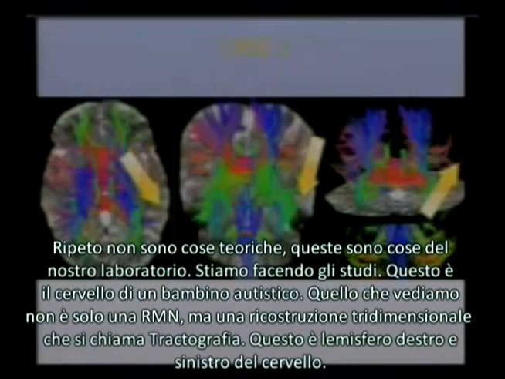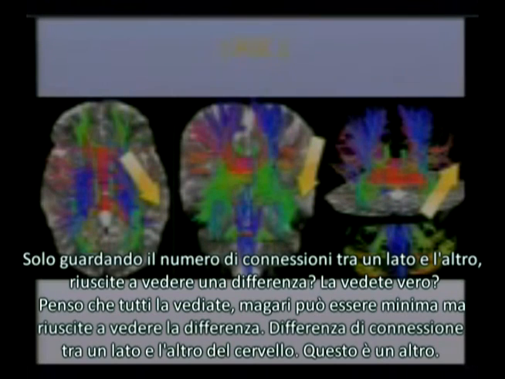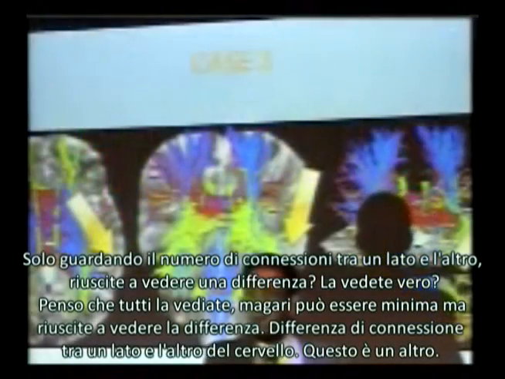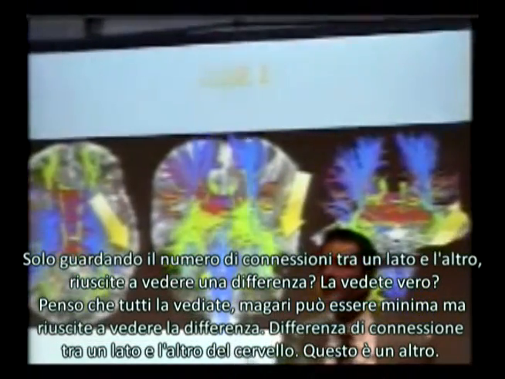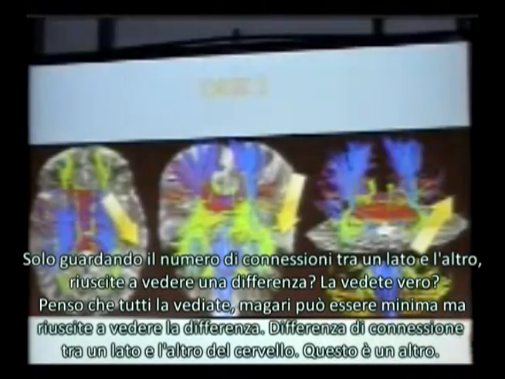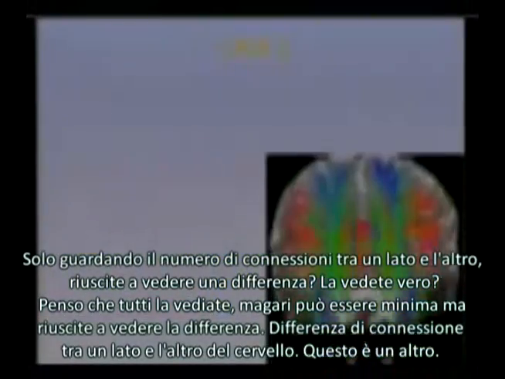We're actually doing studies. This is the brain of an autistic child. And what we see is not only an MRI, but we also look at a 3D recreation called tractography. Now, this is the right and left side of the brain. This is the right and left side of the brain here. Just looking at this, if you looked at the amount of connections between one side and the other, do you see a difference? Yes, right? I mean, anybody can see. It may be subtle, but you can see that there is a difference in the connections between one side of the brain and the other.